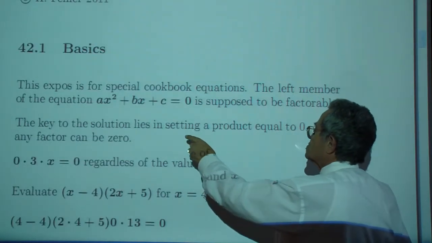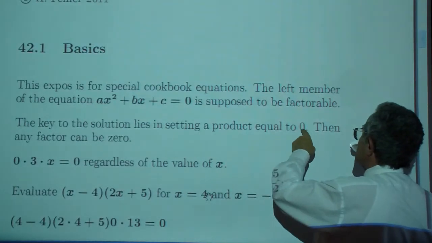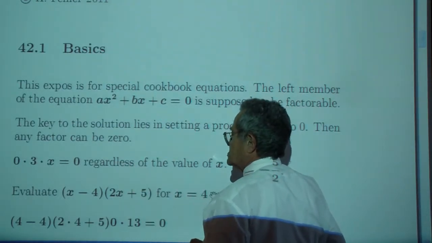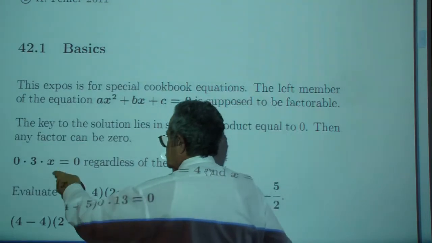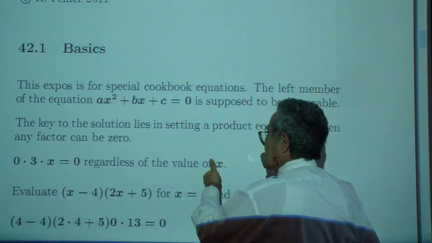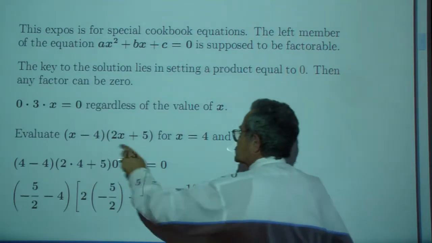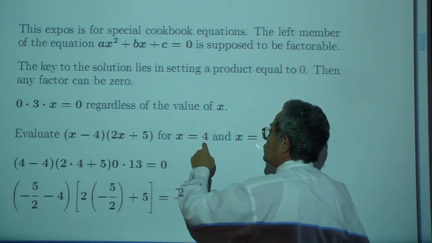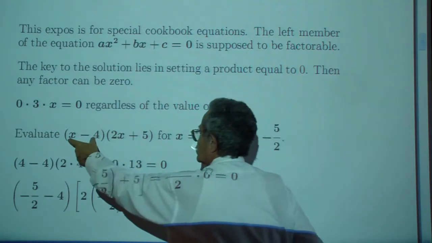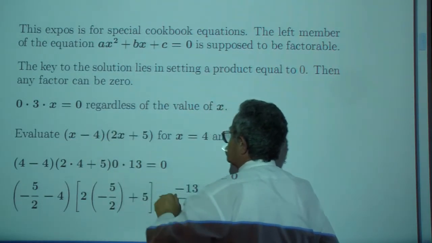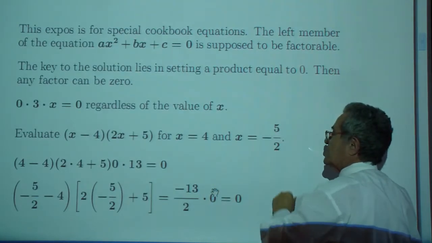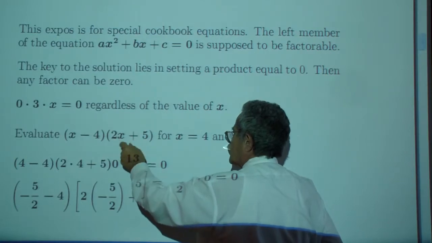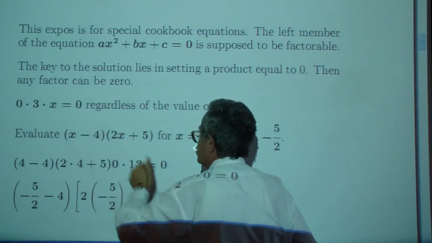The key to the solution lies in setting a product equal to 0 on the left, so factoring. Then any factor can be 0. 0 times 3 times x is 0, regardless of the value of x. X minus 4 times 2x plus 3 is equal to 0 if x is 4. 4 minus 4 is 0 times whatever this is. Or if x is negative 5 over 2, 2 times negative 5 over 2 plus 5 is 0. 0 times whatever this number is 0.